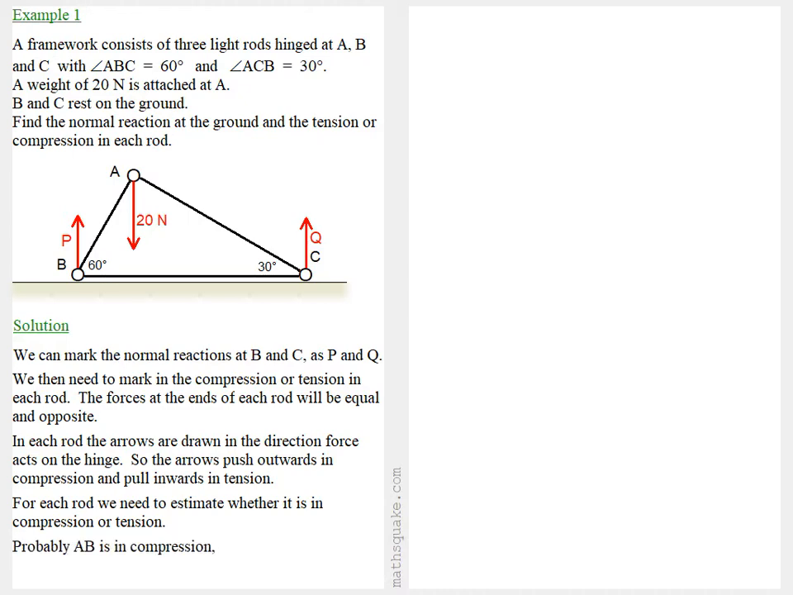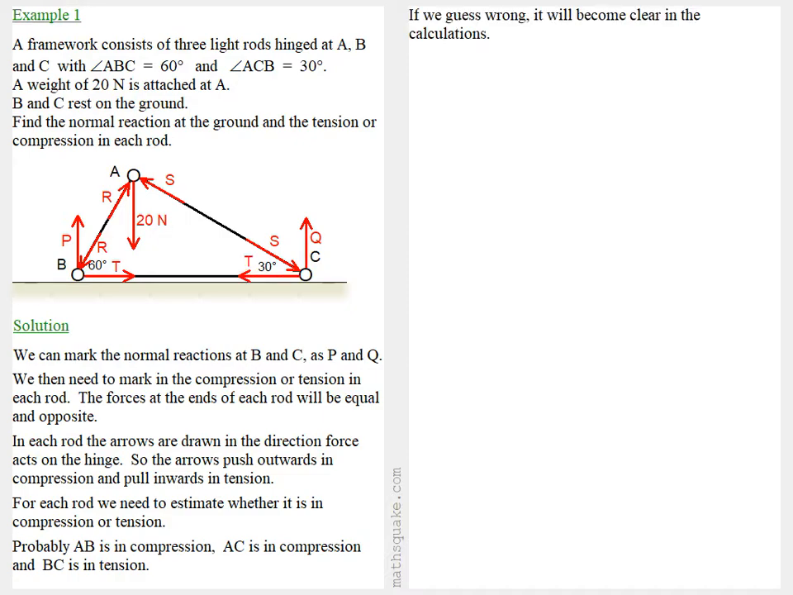Probably AB is in compression. We can call the compression R. Probably AC is also in compression. We can call the compression S. And BC is probably in tension. We can call the tension T. If we guess wrong, it'll become clear when we do the calculations.